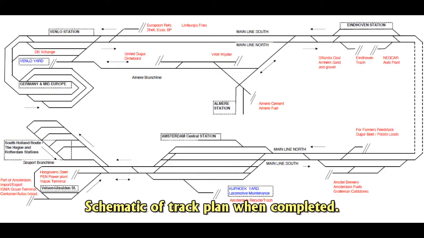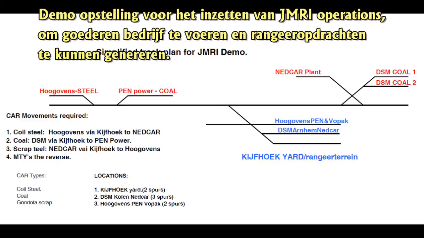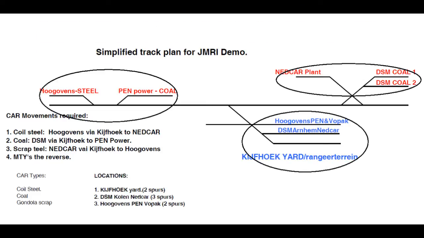Hello all, this video will have a look at JMRI as an administrative tool for operations, in particular for generating switch lists. You saw a schematic of the full layout when it's completed, but for this demo we're going to use just a part of the layout with 3 locations: the Kaifuk yard as the middle point, and at each end, as it were, the steel and power plant and the auto assembly plant, NEDCAR, and the DSM coal mines.